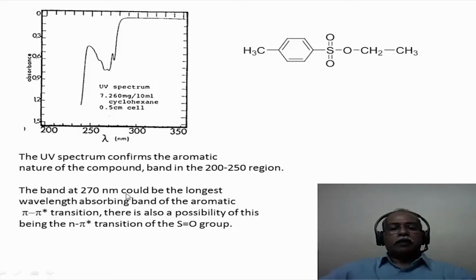This could be the longest wavelength absorption band of the aromatic pi-pi star transition, or it could possibly be the n-pi star transition because of the SO group. We are not very sure about it. Most likely this is the longest wavelength absorbing aromatic pi-pi star transition. One can easily calculate the epsilon value and find out whether it is a forbidden transition or an allowed transition. This is an exercise we have already done. The mass is given. The molecular weight is also known from the mass spec. The cell dimension is given here. And the absorption corresponds to about 0.7 or 0.6, 0.875 or so in this particular case. So using Beer-Lambert's law, one can calculate the epsilon value, which you can do yourself.